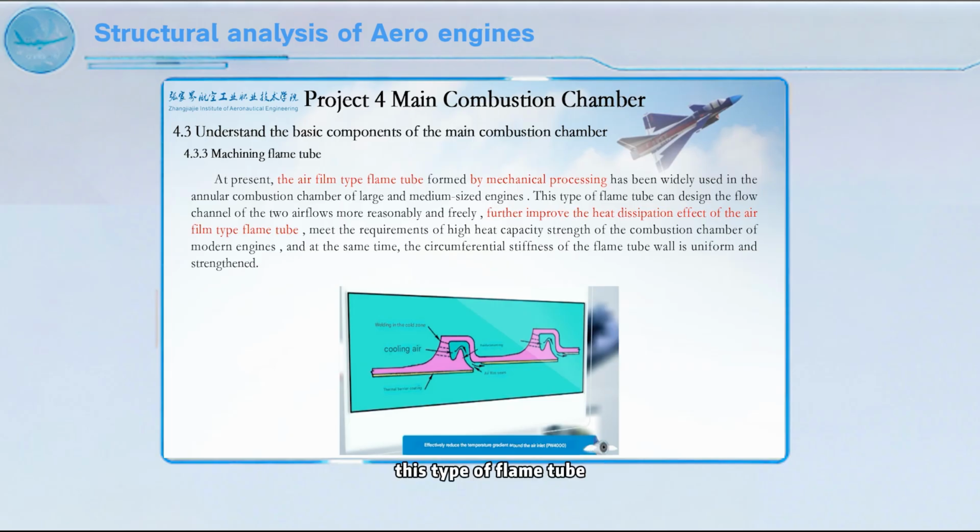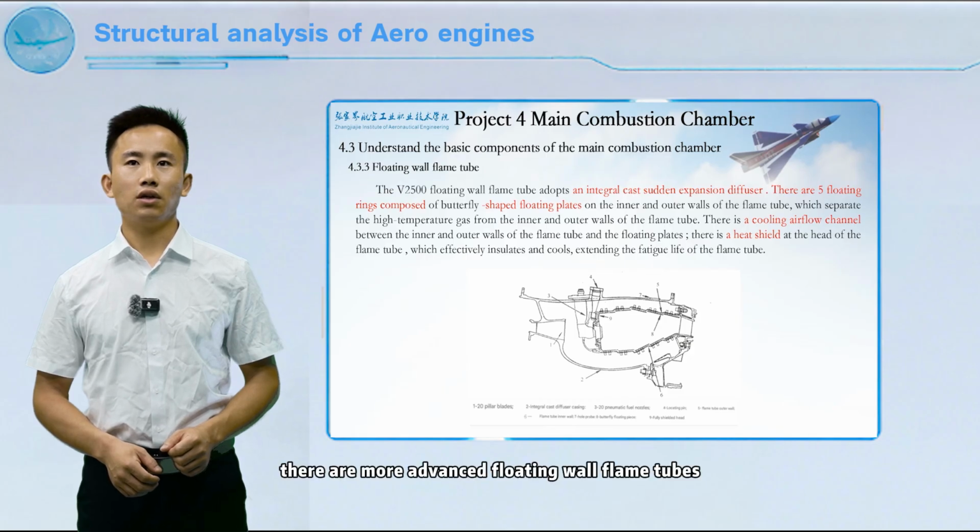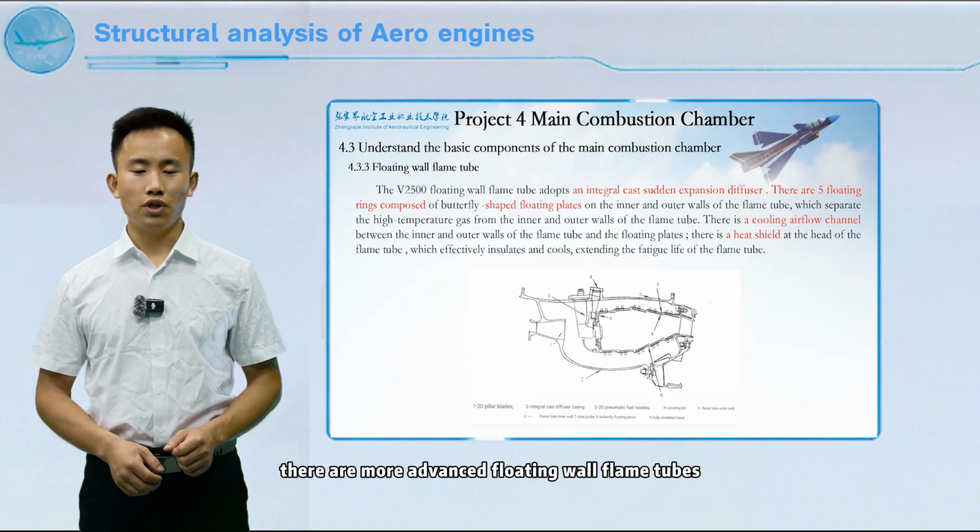This type of flame tube can design the flow channel of the two airflows more reasonably, further improve the heat dissipation effect of the air film type flame tube, meet the requirements of high heat capacity and strength of modern engine combustion chambers, and at the same time, the circumferential stiffness of the flame tube wall is uniform and strengthened. At present, there are more advanced floating wall flame tubes.